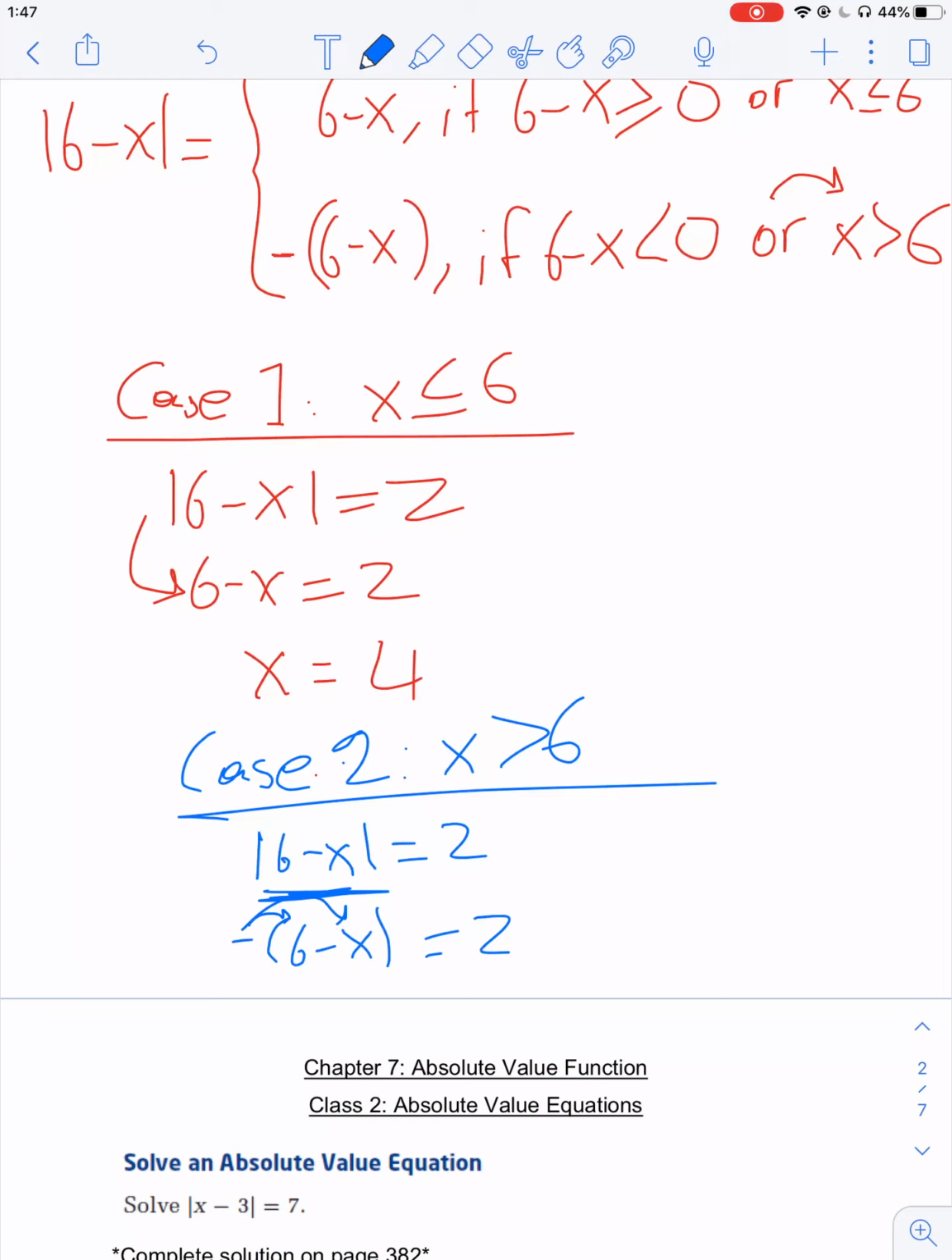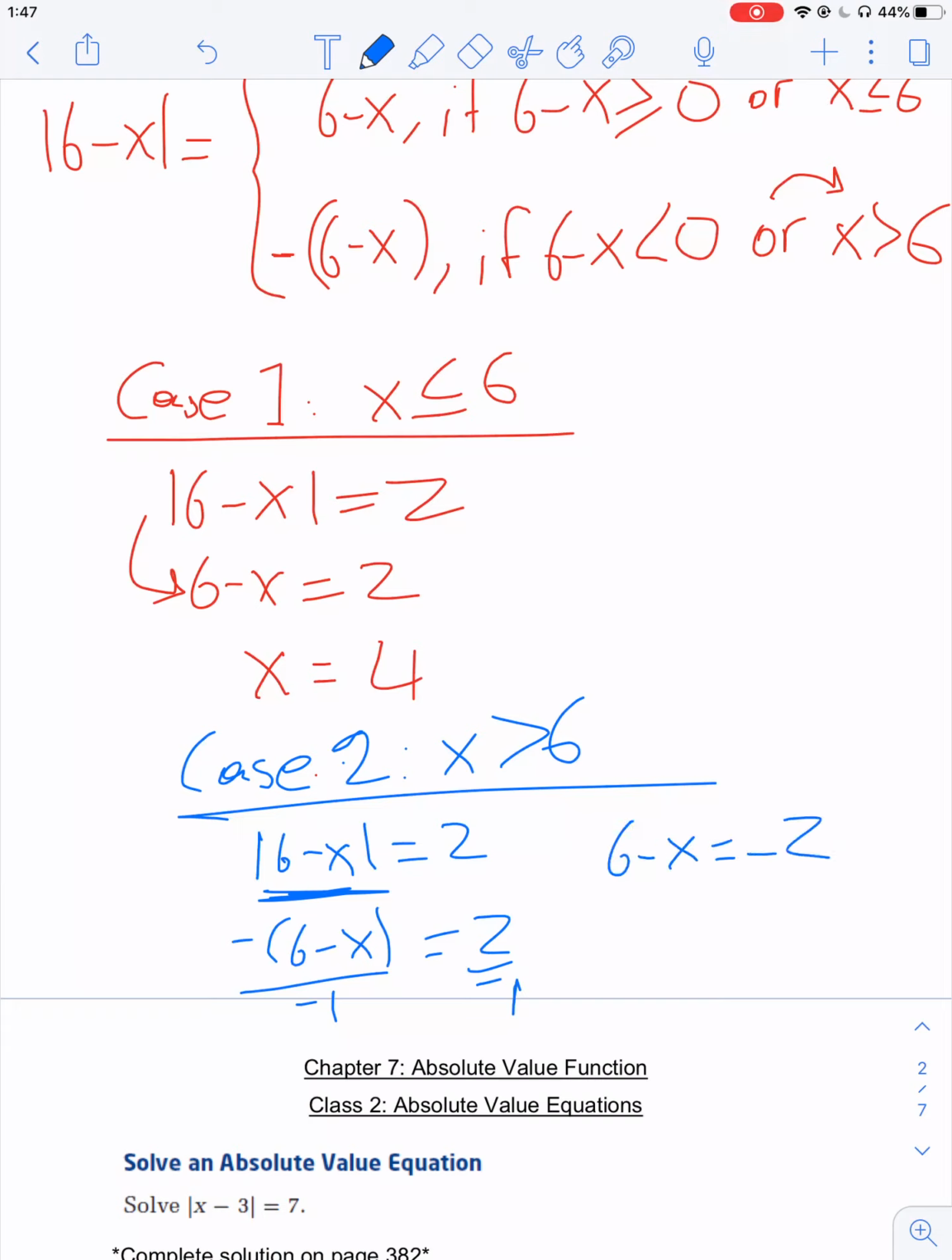And then solve for x, which is what you can do. It's fine if that's the way you want to do it. Or if you want, you can just get rid of this -1 right away. Just divide by -1, divide by -1, right? So this will turn into 6 minus x is equal to -2.